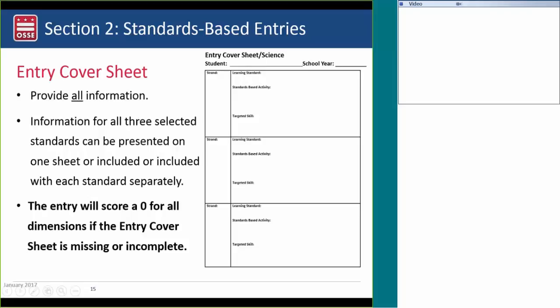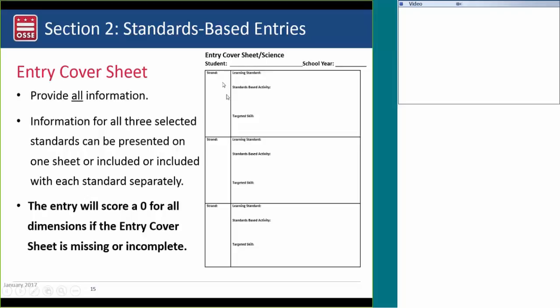Okay, provide all information. This is vitally important, and I'll tell you why. Now let's look at the bold type down here at the bottom. The entry will score a zero for all dimensions, that is performance, complexity, and support, if the entry cover sheet is missing or incomplete. Okay, so please fill this out completely.